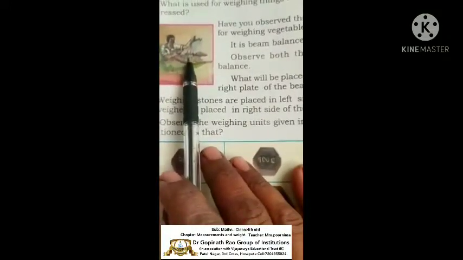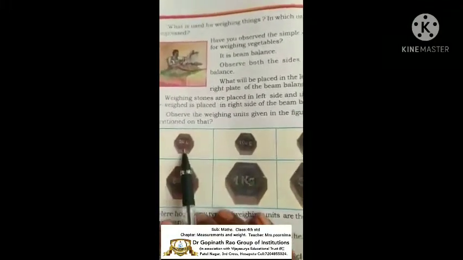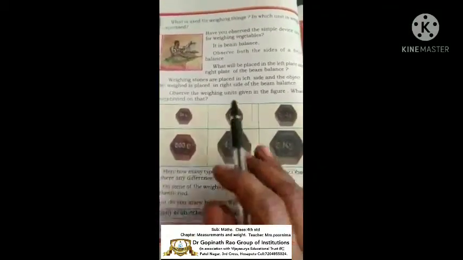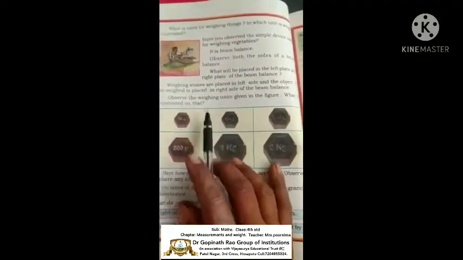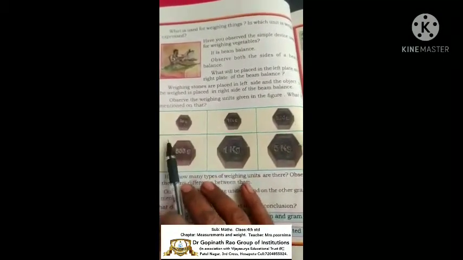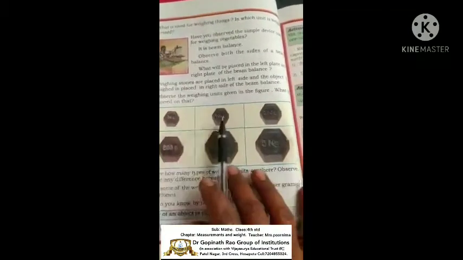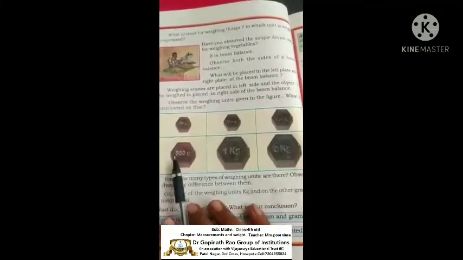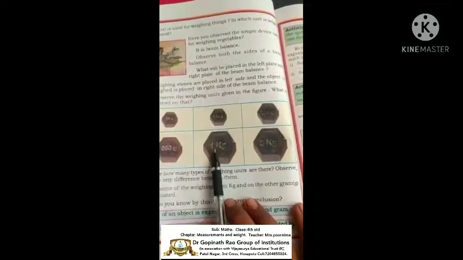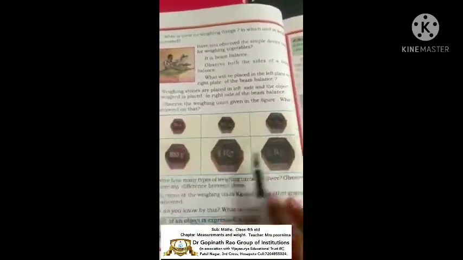See, children, they place stones like this: 50 grams, 100 grams, 200 grams, 500 grams. We are measuring the weight in the unit of grams. What is this, children? Grams. 50, 100, 200, 500, and 1000 grams is equal to 1 kg. 1 kg, 5 kg, these are the stones, children.